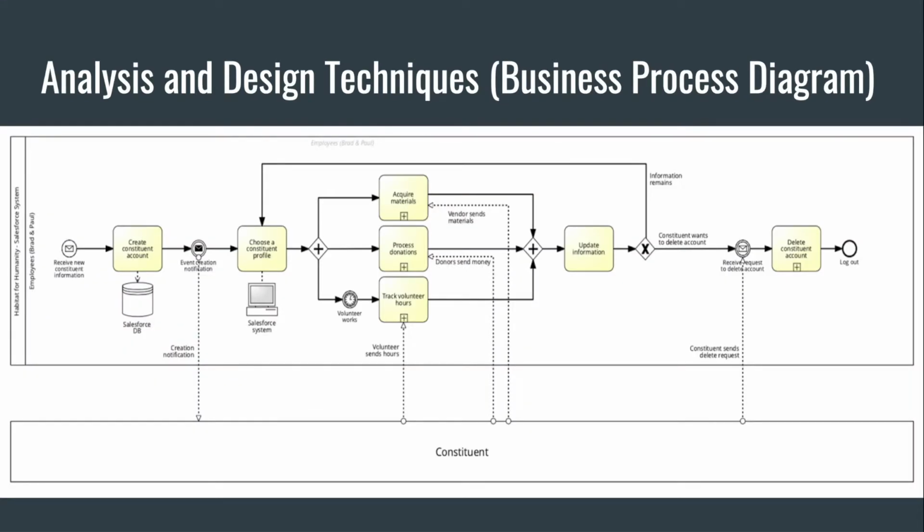Moving on, here is our business process diagram that we created for when employees such as Brad and Paul receive new constituent information, all the way through when they log out of the system. As you can see at the bottom, the constituent swim lane, when the donor sends in money, for example, or a vendor sends in materials, it feeds into the business process where the employees, Brad and Paul, can process those donations, acquire materials, and update information as needed before logging out until another request is initiated.